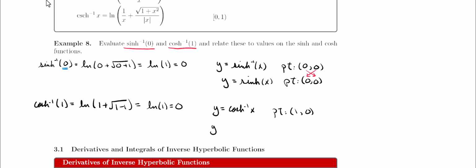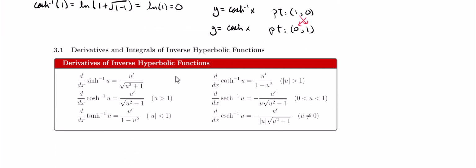In the case for its inverse, the hyperbolic cosine, cosh of x, then a point on this graph is going to be (0, 1). Or again, since we're dealing with an inverse function, we're just going to switch the input and the output. And there we go. Now lastly, I want to go over the derivatives and integrals for the hyperbolic functions.